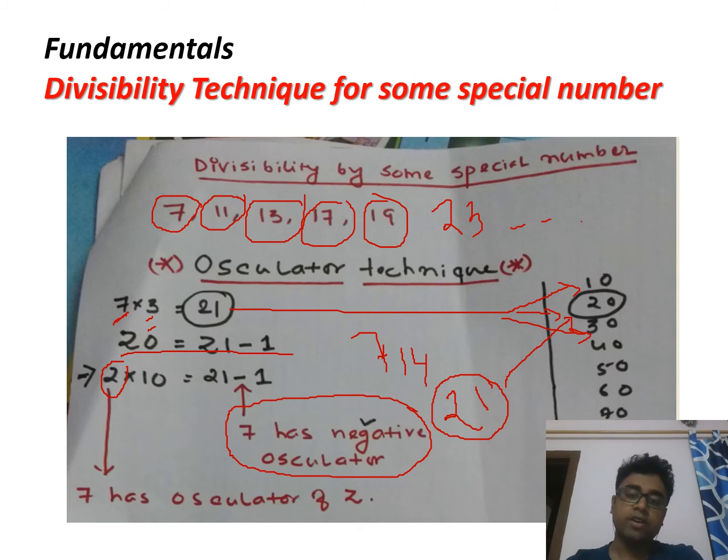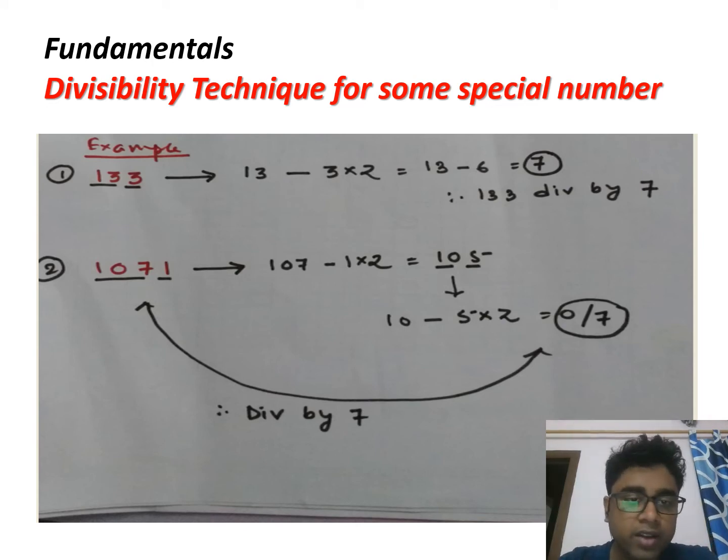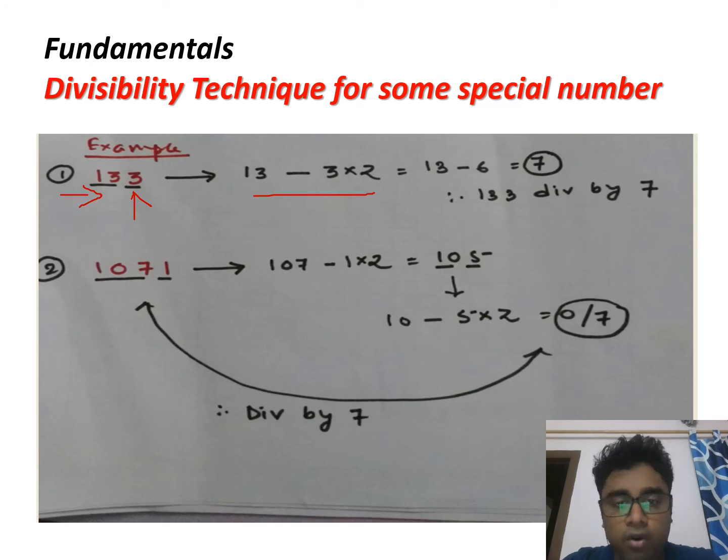Now using that particular osculator technique, how to know whether a number is divisible by 7 or not, let's show it through an example. We have to find out whether 133 is divisible by 7 or not. How to do that? We have to take all the digits except the last digit and write it in this way: 13, that is that number.